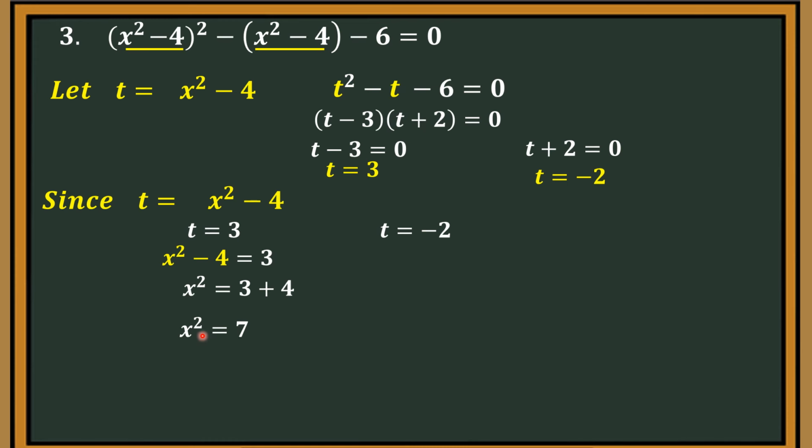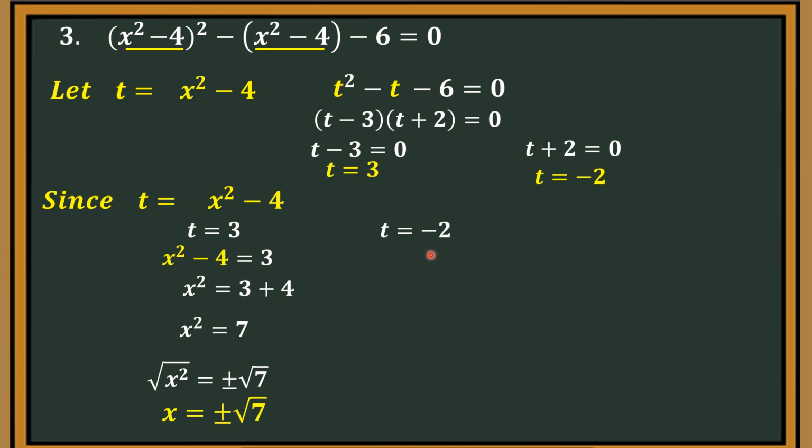Since ito ay may squared pa, let us get the square root of both sides. The square root of x squared is equal to plus or minus the square root of 7. So that is x is equal to positive or negative the square root of 7. This is the first solution. Let's go to the second solution.